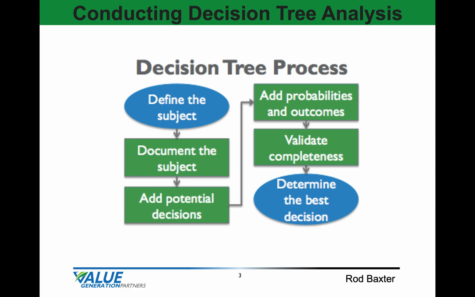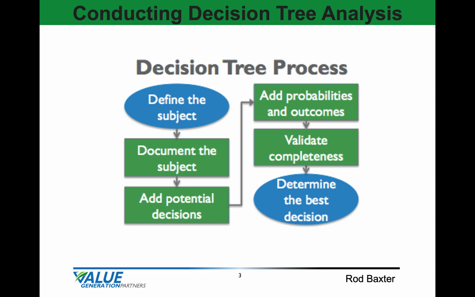We'll add potential decisions to the decision tree subject. Then we'll add probability and outcome for each decision. We'll then validate that all decision choices, probabilities, and outcomes have been considered and are added to the decision tree. We'll analyze the decision tree to determine the best decision choice using the probabilities, outcomes, and expected values to support the final decision.